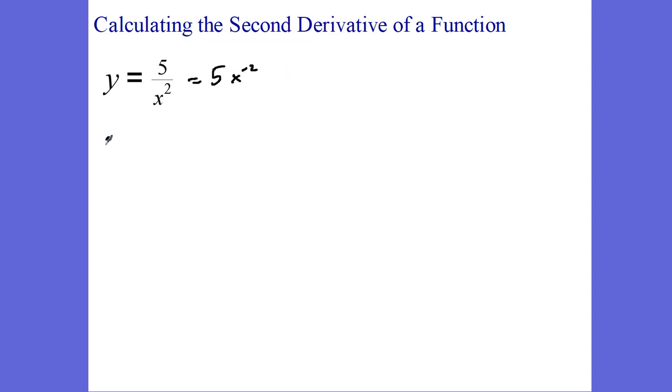And so when I find dy over dx, I'm going to do the power rule. I get negative 10x to the negative 3, or negative 10 over x cubed right there. Well, if I want to take the second derivative, that's d squared y over dx squared.